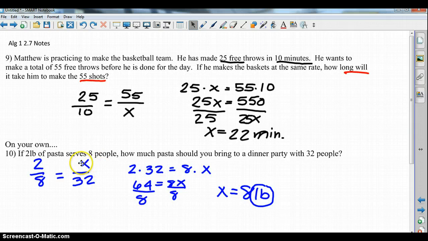So then we do the cross product property and get 2 times 32 is equal to 8 times x, and then it's 64 is equal to 8x, divide by 8, and x is equal to 8 pounds. So it will take 8 pounds of pasta to serve 32 people.